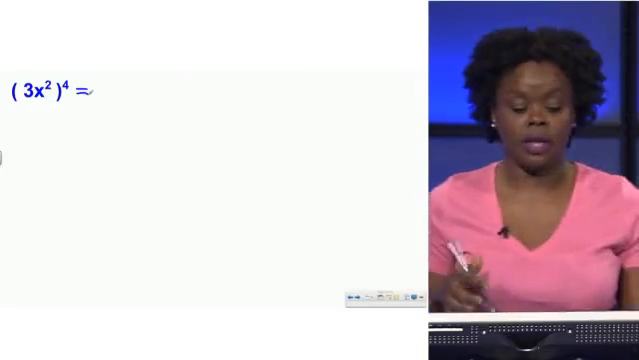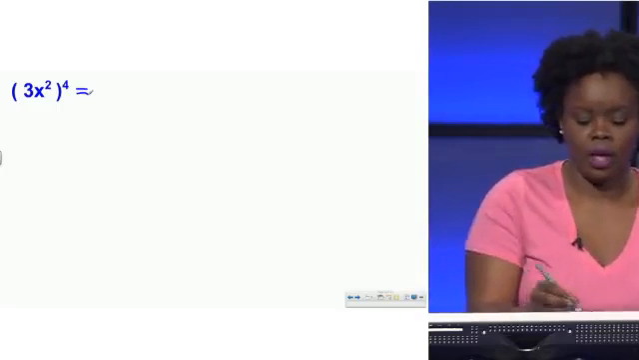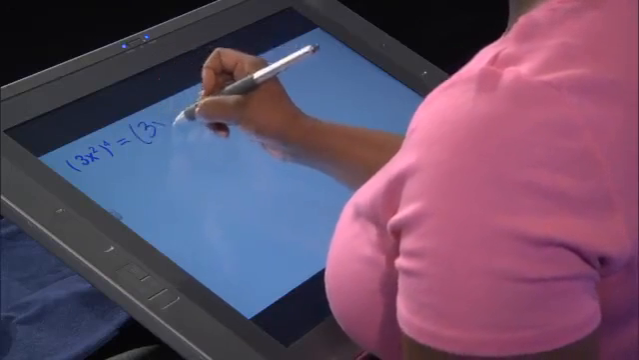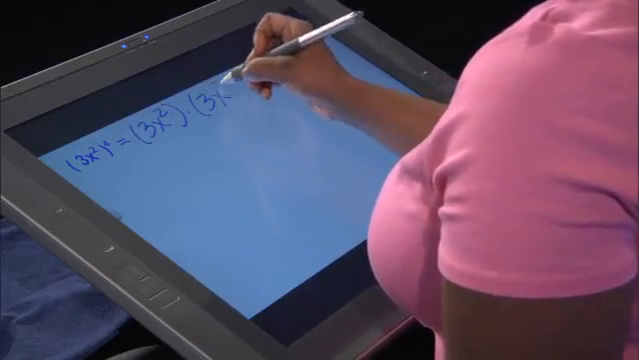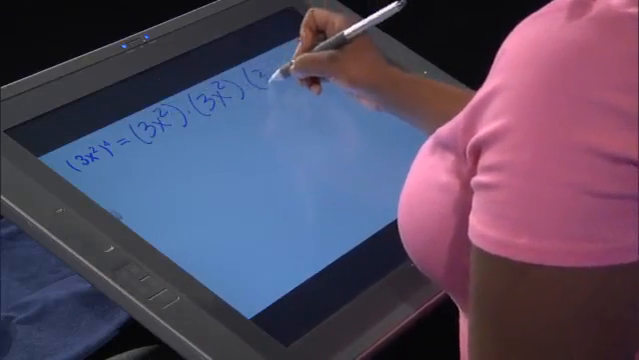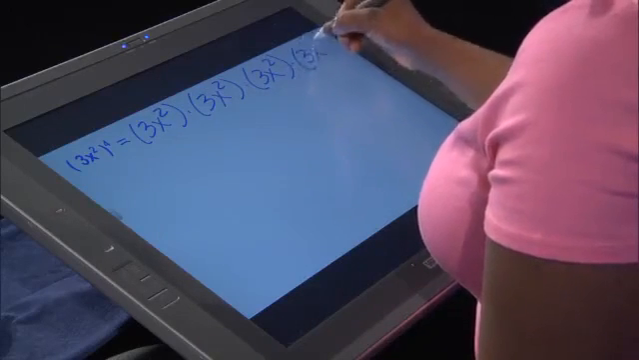All right, 3x squared, that whole quantity, raised to the fourth power. All right, so let's think about what this means. You're multiplying 3x squared by itself 4 times. So you would have 3x squared times 3x squared times 3x squared times 3x squared.